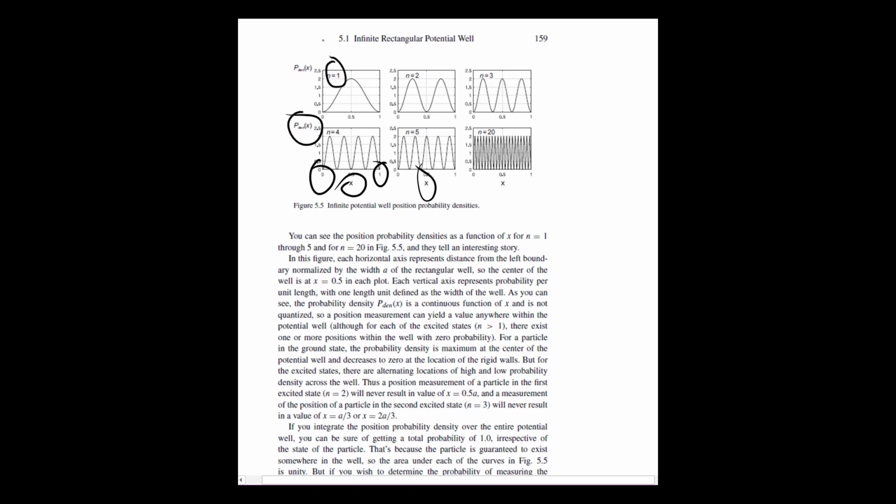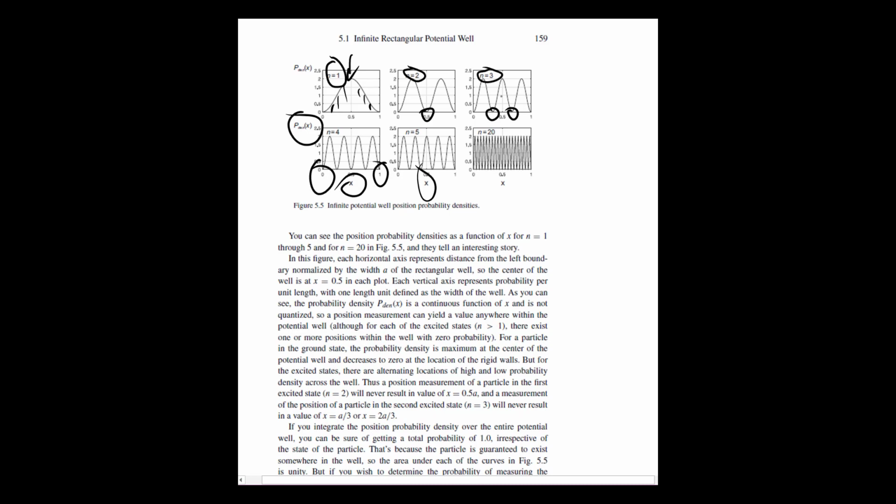You can see some interesting things in these probability density plots. For the ground state, that is n equals 1, the particle is most likely to be found in the very center of the well, but there is some decreasing probability as you move away from the center of the well of finding the particle anywhere. So position is not quantized in this infinite potential well, although if you look at the excited states, such as the first excited state n equals 2 or the second excited state n equals 3, notice there are locations where you will never find the particle.